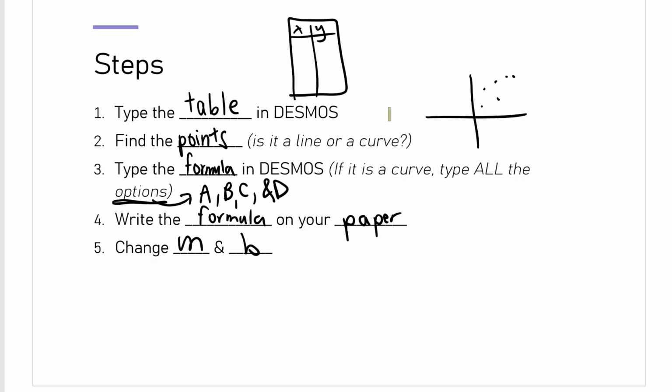it says, if it is a curve, type all the options.